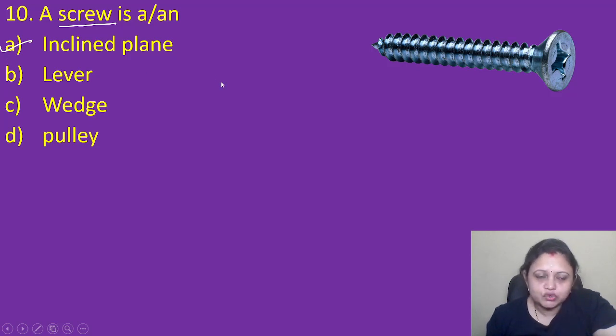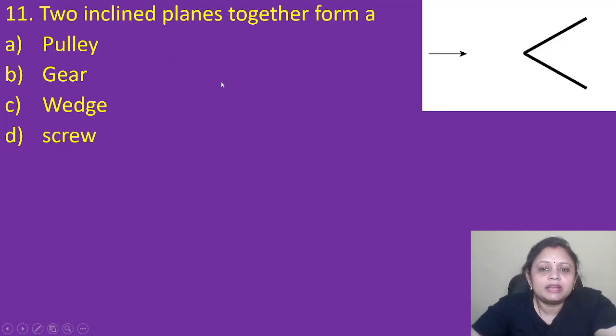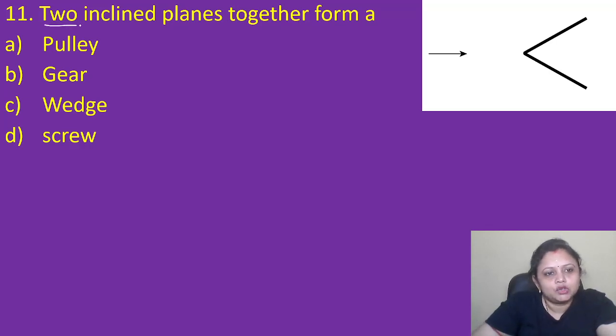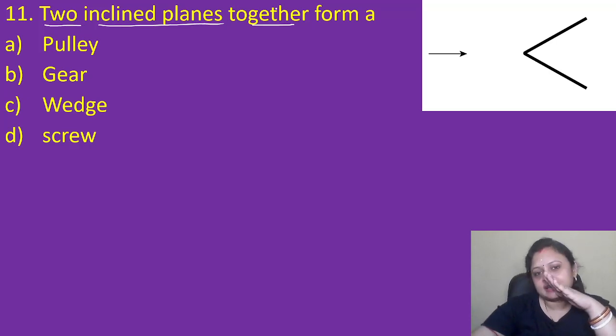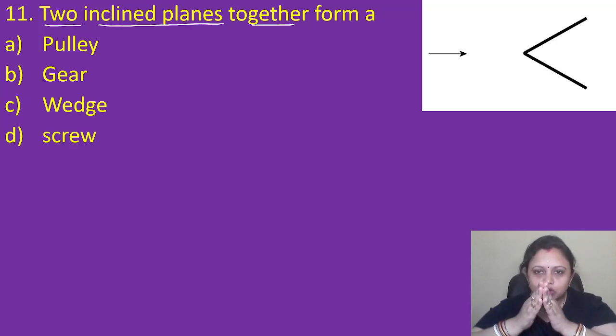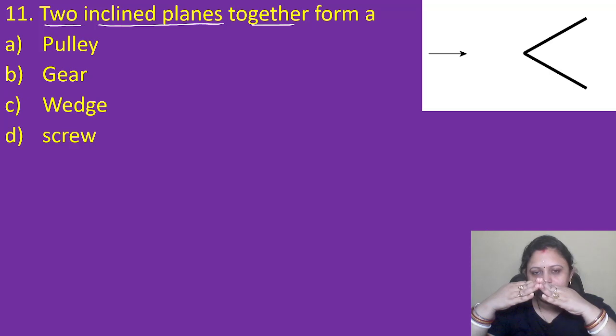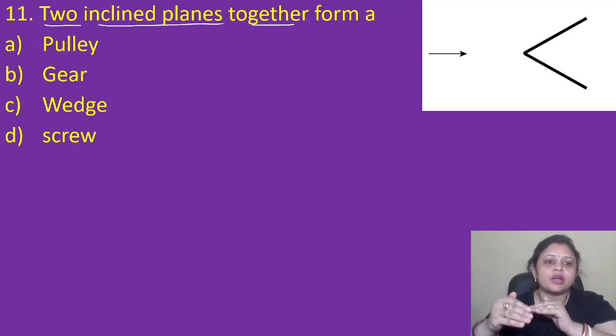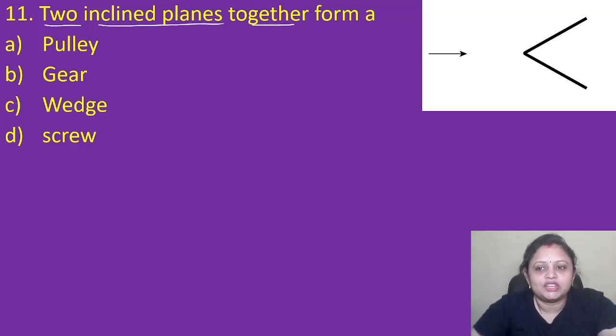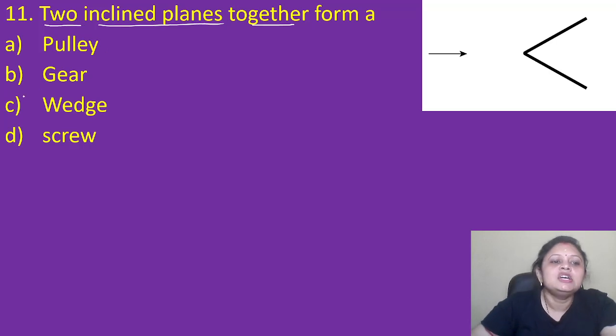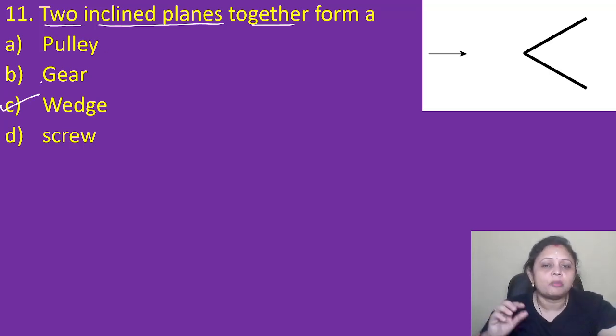Coming to the next question. Two inclined planes together form a: option A pulley, B gear, C wedge, D screw. So when two inclined planes join, suppose this is an inclined plane, this is an inclined plane, and they join, then they form the wedge. Got it? So here the correct answer is option C, that is the wedge.